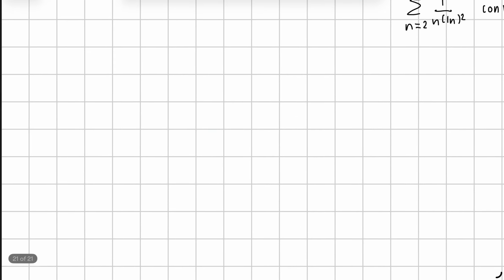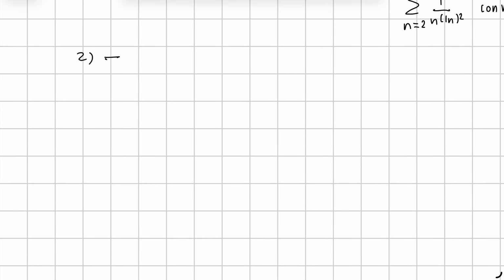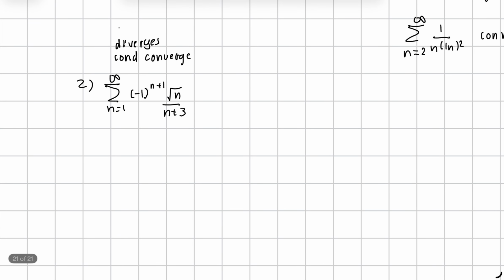So let's do another problem. Let's say we have this series right here: the summation from n equals 1 of negative 1 to the n plus 1, times the root of n, all over n plus 3. We want to figure out if this series converges absolutely, converges conditionally, or diverges.